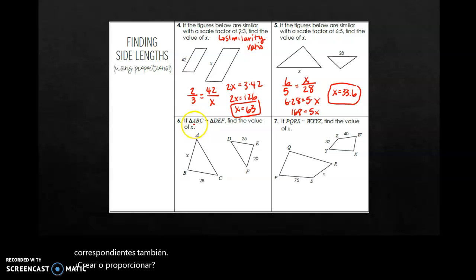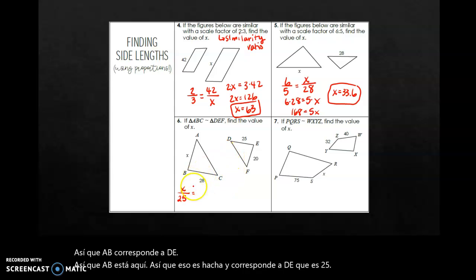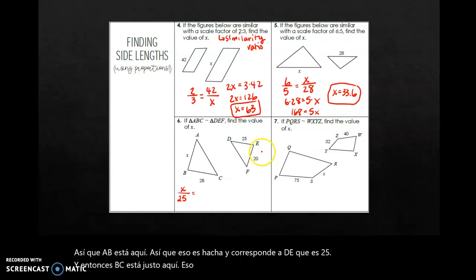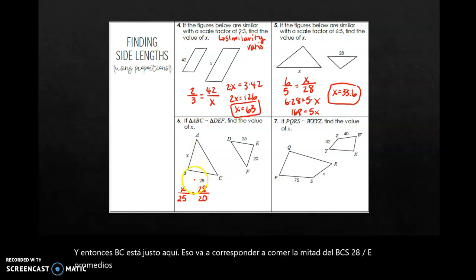So AB corresponds to DE. So AB is right here, so that's x, and it corresponds to DE, which is 25. And then BC is right here, that's going to correspond to EF. So BC is 28 over EF, which is 20. Make sure that you keep your numbers from the same triangle in the same area of the fraction.